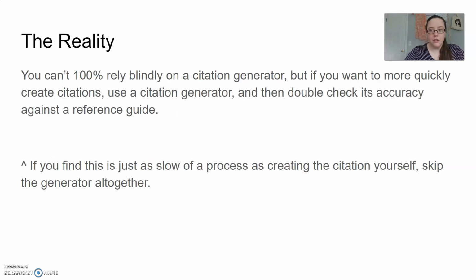So the reality of all of this is that I don't think citation generators are bad. I think that they can be helpful, but you cannot 100% blindly rely on a citation generator. If you want to use one, use it. Double check a reference guide to make sure it's been generated accurately. But the way I see it is that you're already checking a reference guide, and if you find that creating it with a citation generator and checking it for accuracy takes just as long as just doing it yourself, then I would just do it yourself, because it's probably going to be a little bit easier.